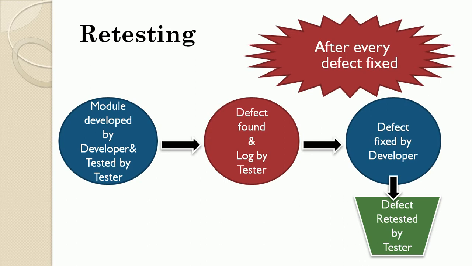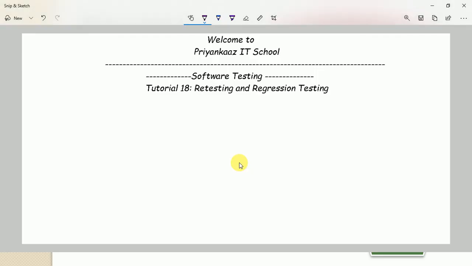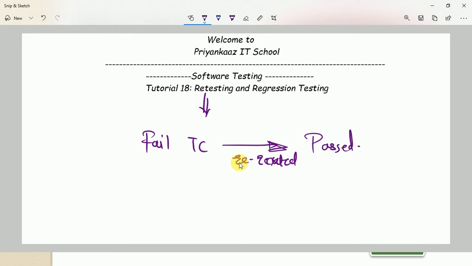In a very simple manner, what activity do we do in retesting? In retesting our main intention is to take the failed test cases we have and re-execute them, right? We re-execute those failed test cases to make them pass, right? So on every failed test case we re-execute it to make it pass, right? So this process is called retesting.